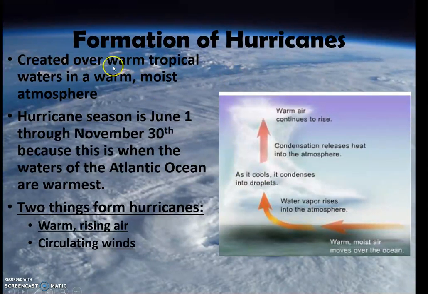So hurricanes form only over warm tropical waters when the air is very moist. The hurricane season is June 1st through November 30th because this is when the waters of the Atlantic Ocean are the warmest. So they need two things, warm rising air and circulating winds. As you can see in this picture, this is how hurricanes form. Warm, moist air moves over the ocean. It rises into the atmosphere and cools. This is similar to how a cloud forms. But if warm air continues to rise and starts spinning, that's when we get a hurricane, as the heat continues to release into the atmosphere and the storm continues to grow.